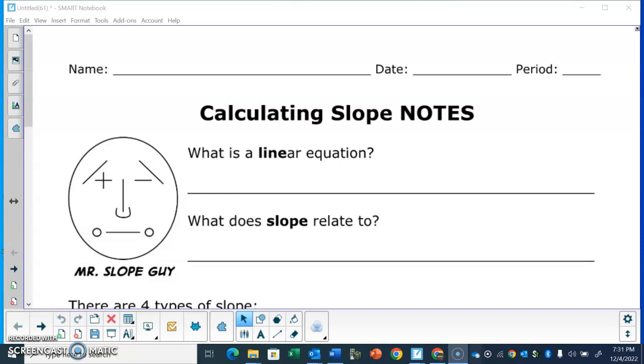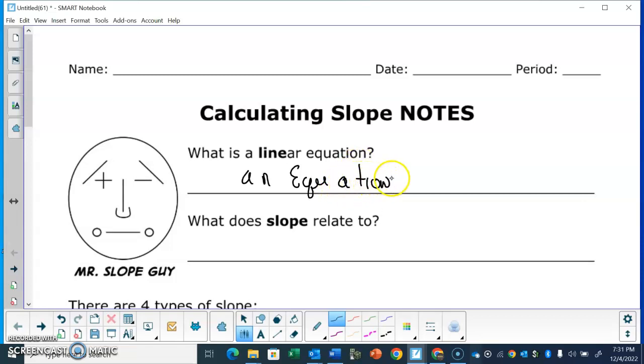All right, today we're going to look at calculating slopes of lines and writing the linear equation. Right, so linear means line, basically. So an equation for a line is what we're going to write here. An equation of a line.